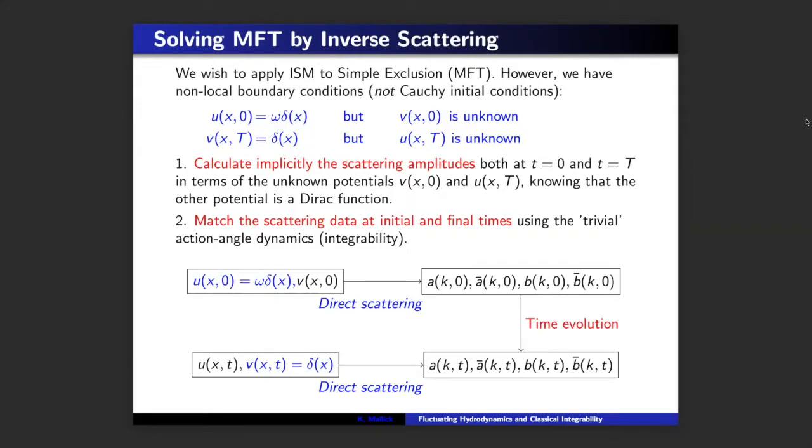So what we do is exactly what we did: two half direct scatterings. Using that we know one of them here and not the other, we can calculate A bar, B bar at t equal to 0 in terms of V. And same at final time, we know V but not U. By doing the direct scattering, we can calculate A bar, B bar in terms of this unknown U, essentially Fourier transforms.